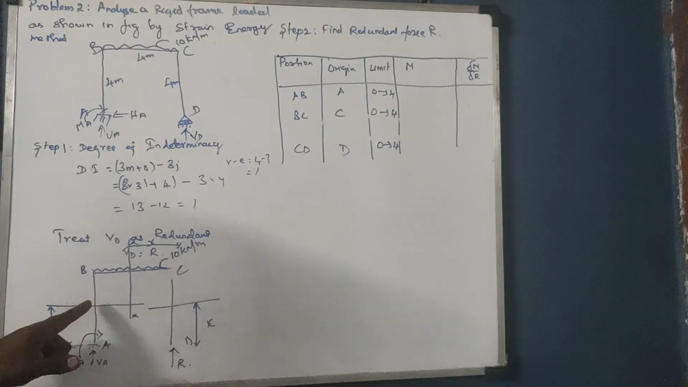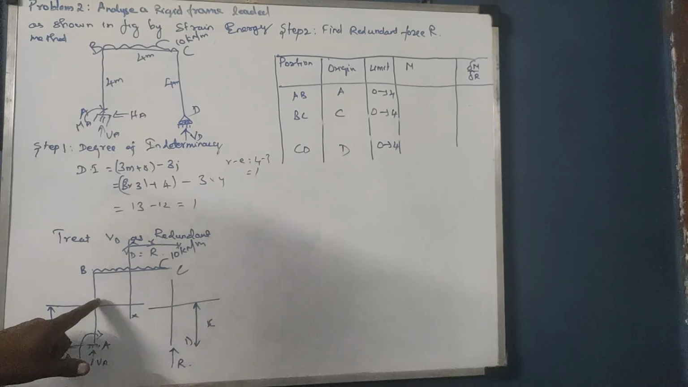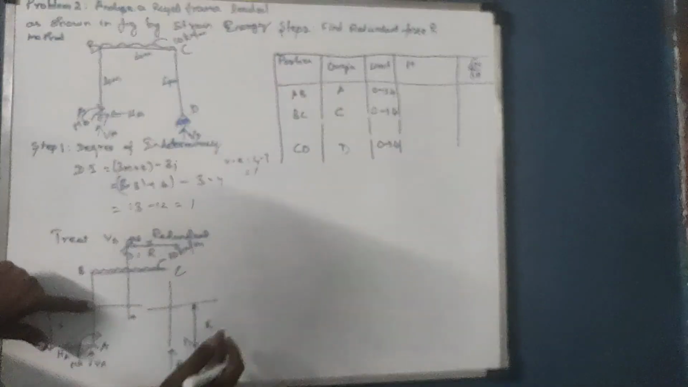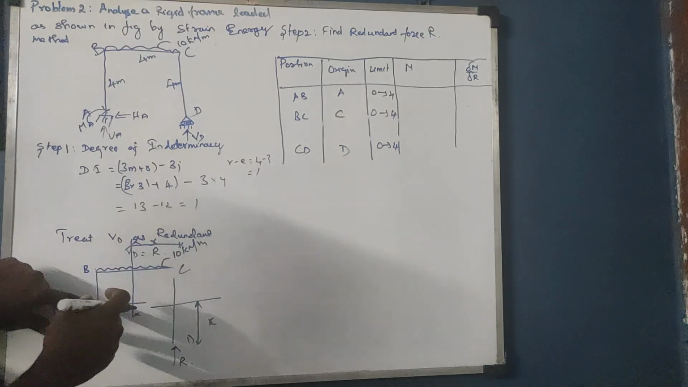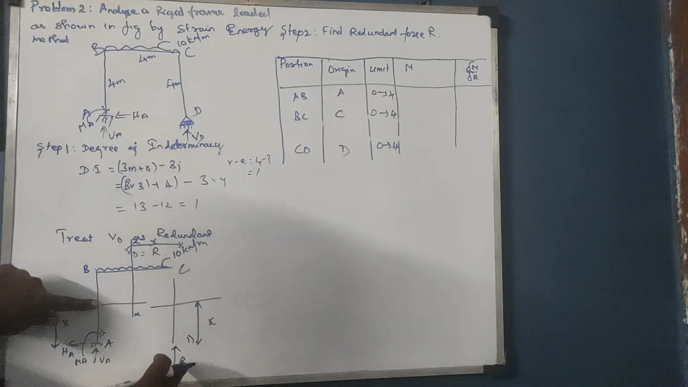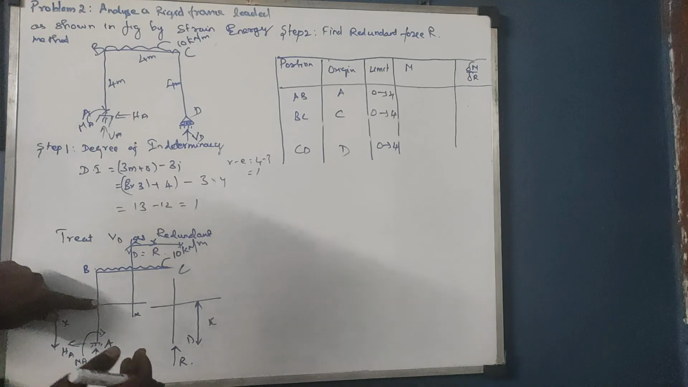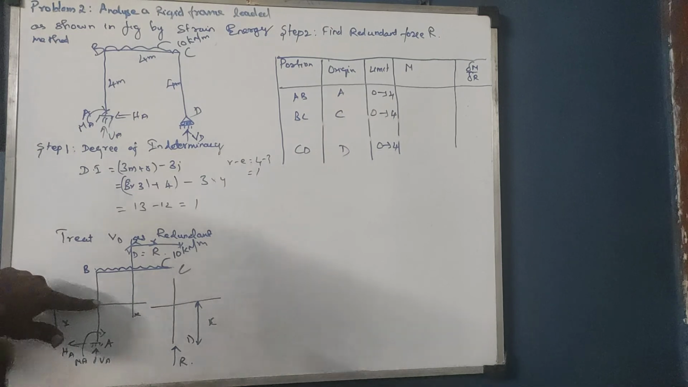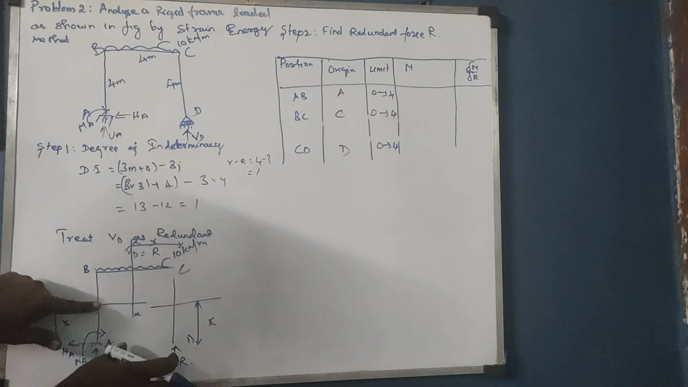Now, we have to find the moment at this section. To find the moment at this section, we can consider below the section or above or right side of the section. If you consider below, we don't know the value of the support reactions. But on the right side, we know there is a force here. So we have to consider the right side or above the section.